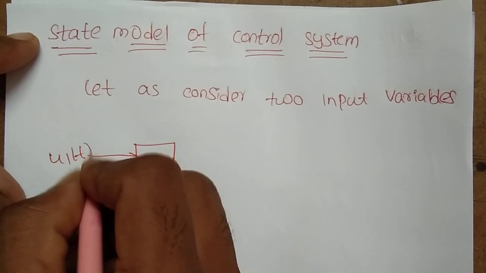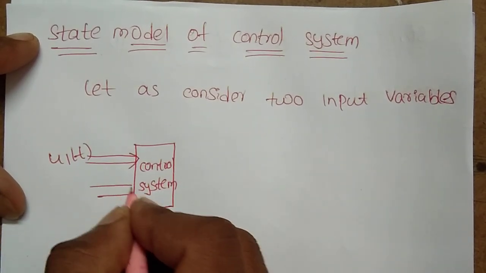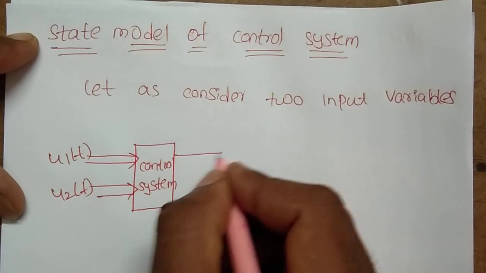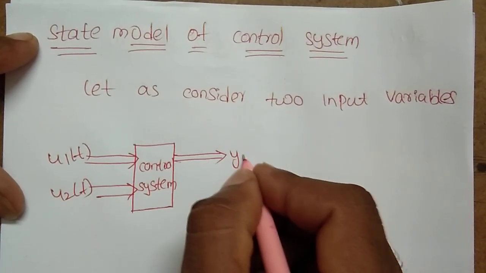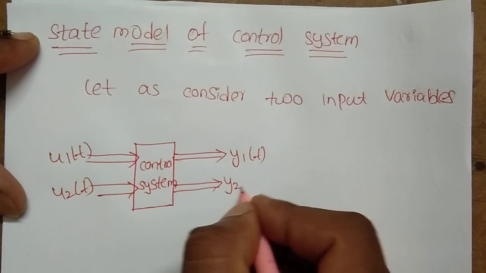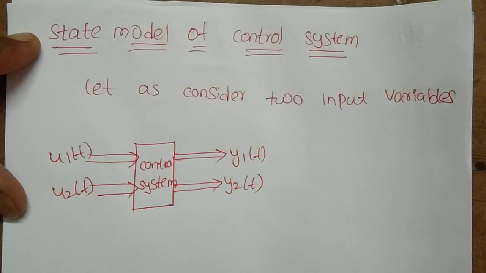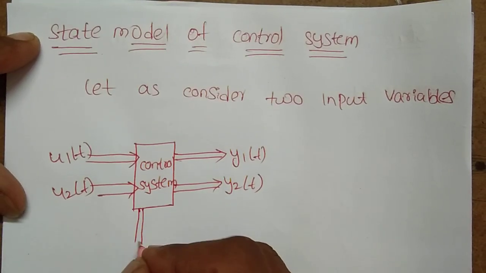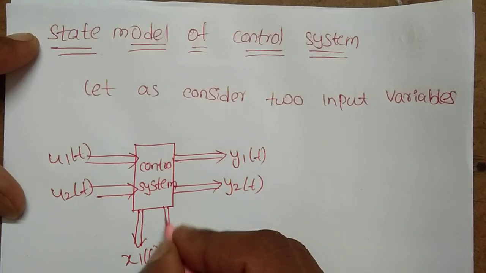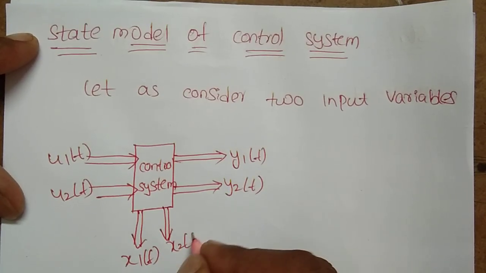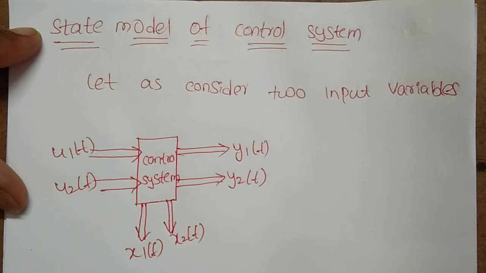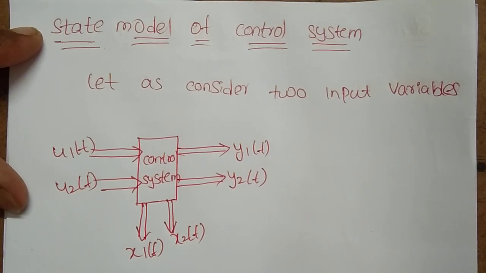U1 of t is the first input. U2 of t is the second input. y1 of t is the output. y2 of t is the second output. This is the x1 of t state variable. This is the x2 of t state variable. Simply, this is the two input state model of a control system.